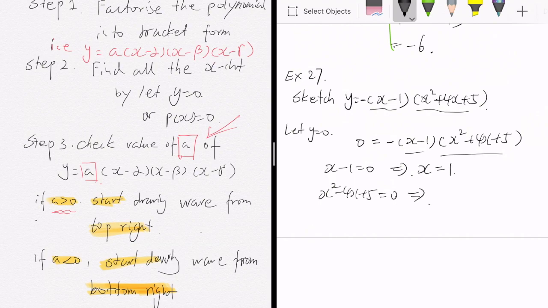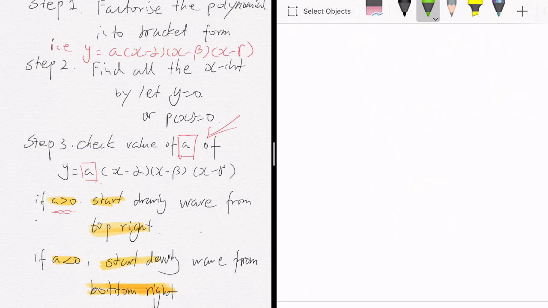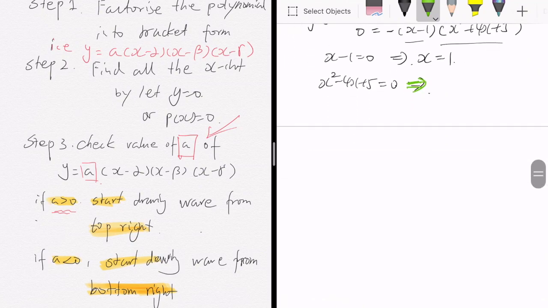Now, for this quadratic part, how do we solve it? Let's use the quadratic formula. We know the quadratic formula: x is equal to negative b plus or minus the square root of the discriminant, all over 2a. Let me write it over here.